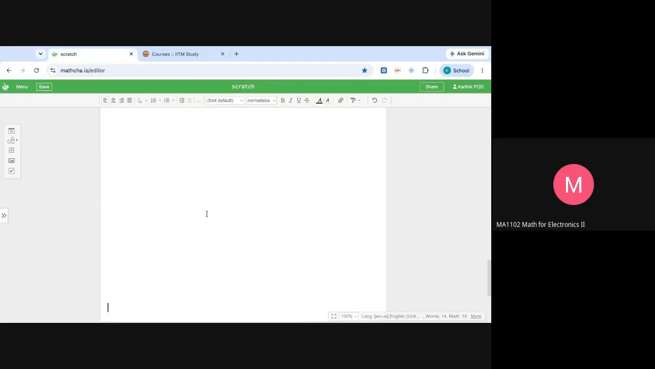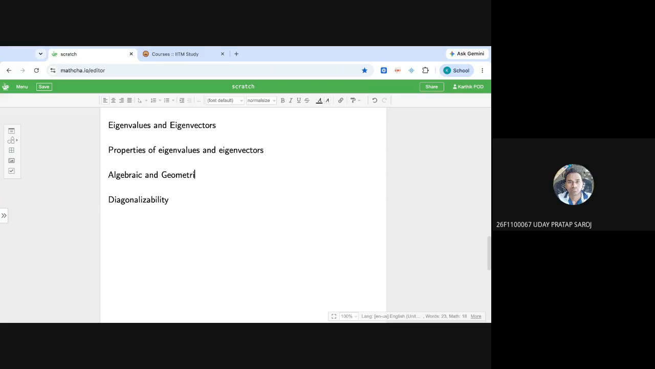So the main ideas would be what eigenvalues are. I'm sure you already know all of that, so maybe I just list them down, and if you want, we can discuss them. We have eigenvalues, eigenvectors, then properties of eigenvalues and eigenvectors. Then diagonalizability, where we have algebraic and geometric multiplicity, which should come before diagonalizability.